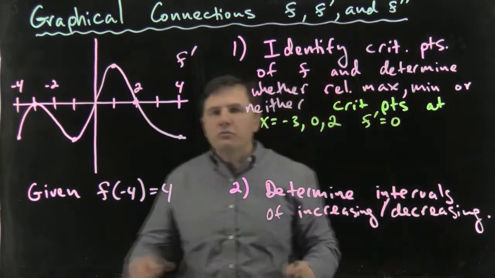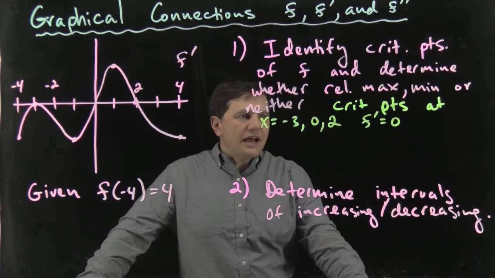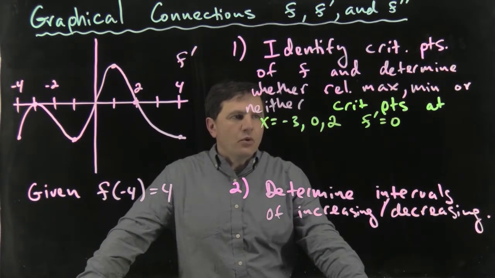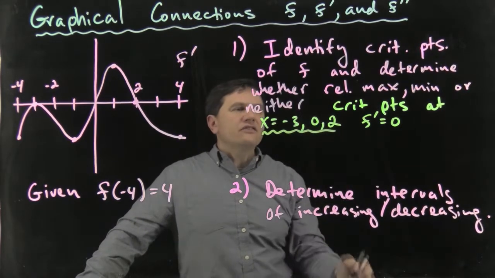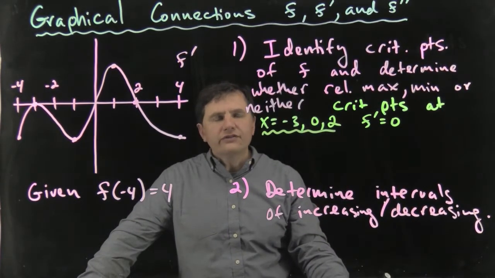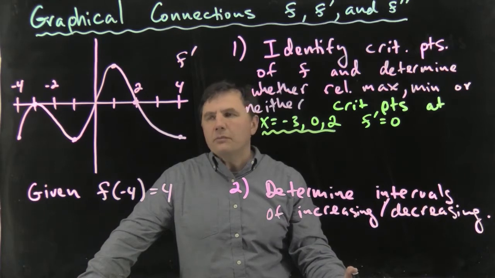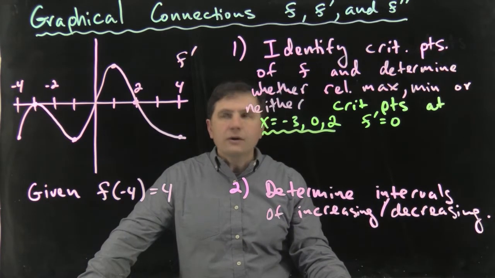Once again, as we do these problems, be sure to justify. Your justification is very, very important with these problems. So these are our 3 critical points. Now our next thing is to determine whether our critical points are relative maximums, relative minimums, or neither.